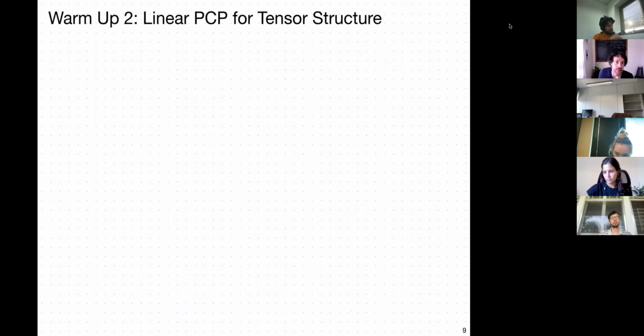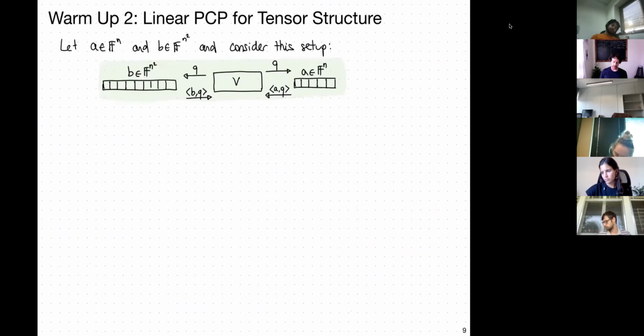Okay, so let's try to do the tensor structure. So what's the problem here? It's exactly what we discussed so far. We have a verifier, and the verifier has these linear terms, right? So we can make these linear queries to the linear terms. So this is the short vector of linear terms. We have the long vector of quadratic terms, all of the monomials.